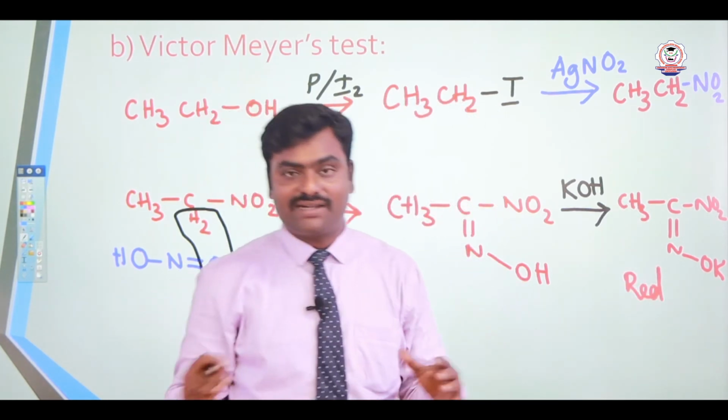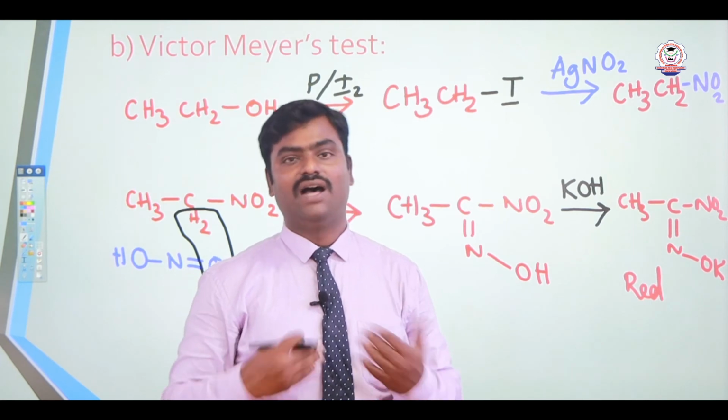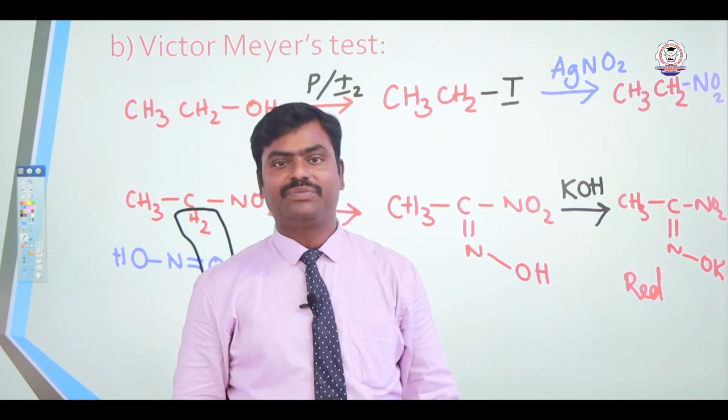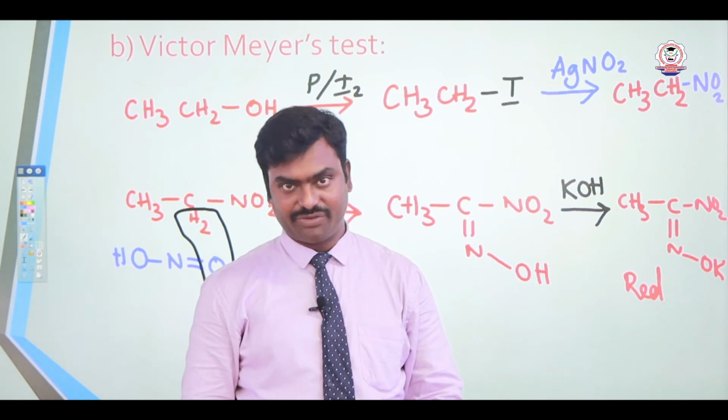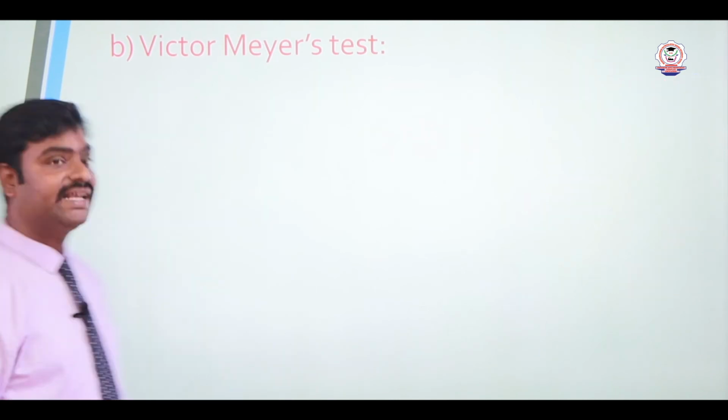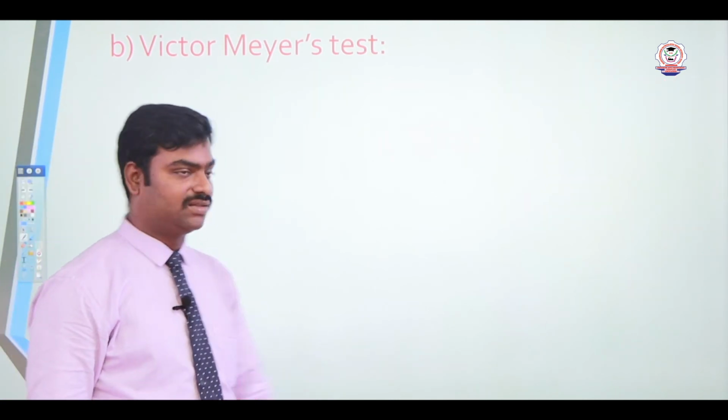So the red color appearance proves that the alcohol we have taken is a primary alcohol. So a primary alcohol can be identified if the produced color is red. Next, we are going to use a secondary alcohol.